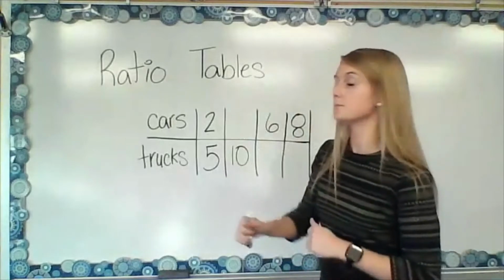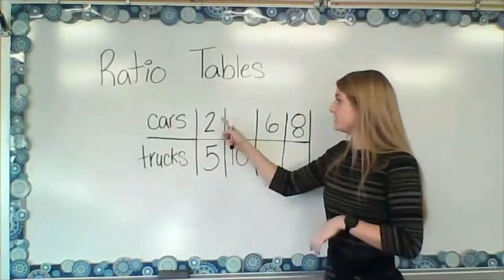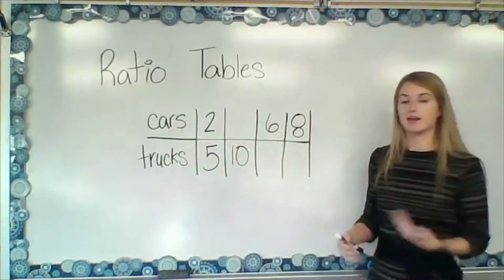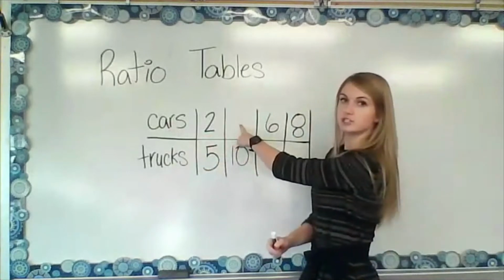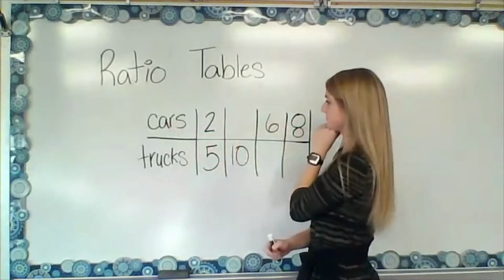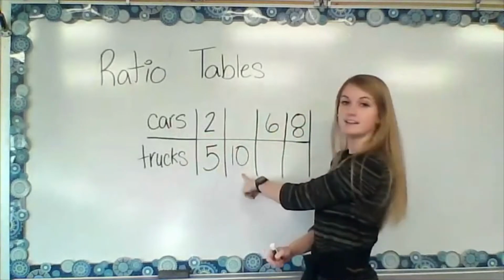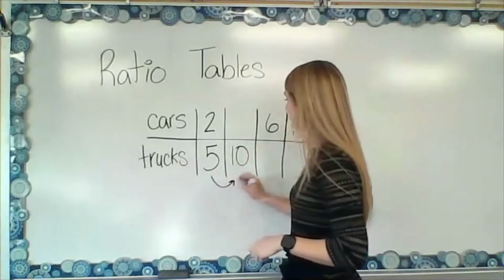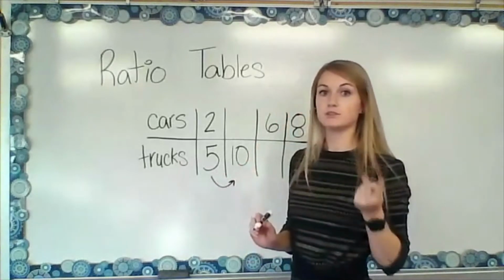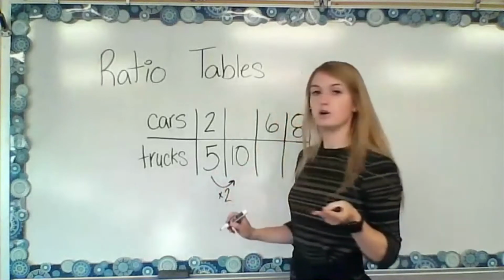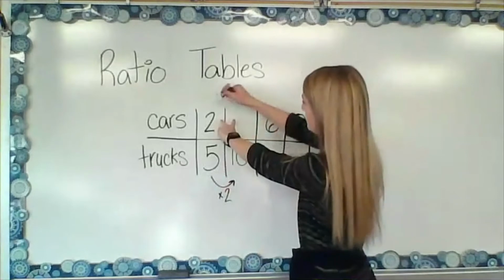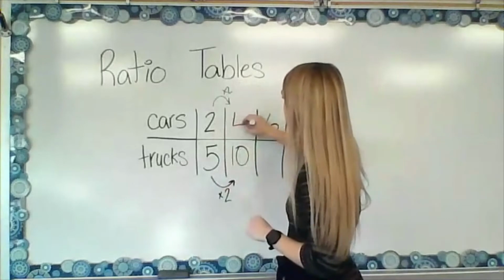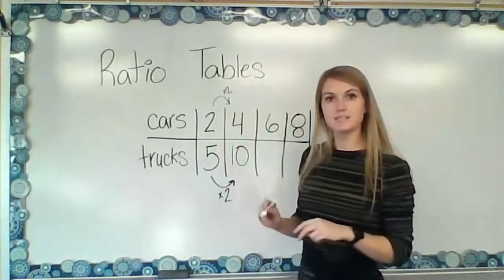My next problem is comparing cars to trucks. For every 2 cars, we're going to have 5 trucks. So let's think about that pattern. I need to figure out which 2 is going to come next. I have the 10 down here, so I can use this as my basis. How do I go from 5 to 10? Times 2, right? So the top one is also going to be times 2. 2 times 2 is 4. 2, 4, 6, 8. That makes sense, doesn't it?